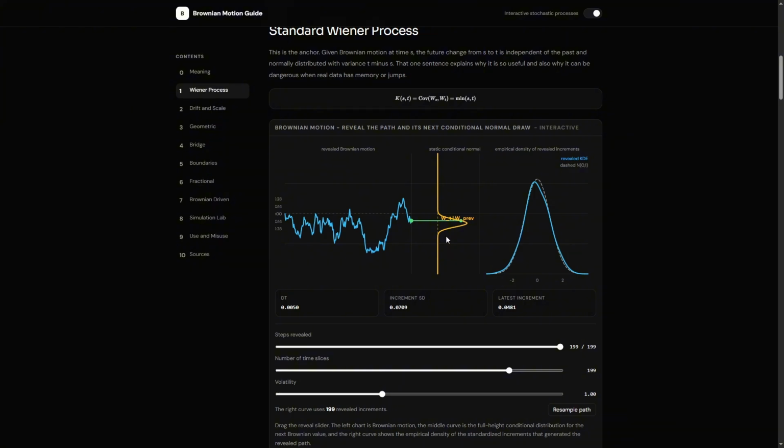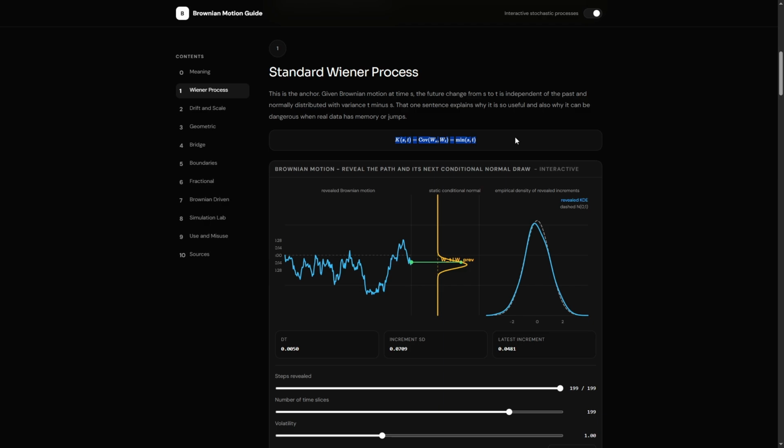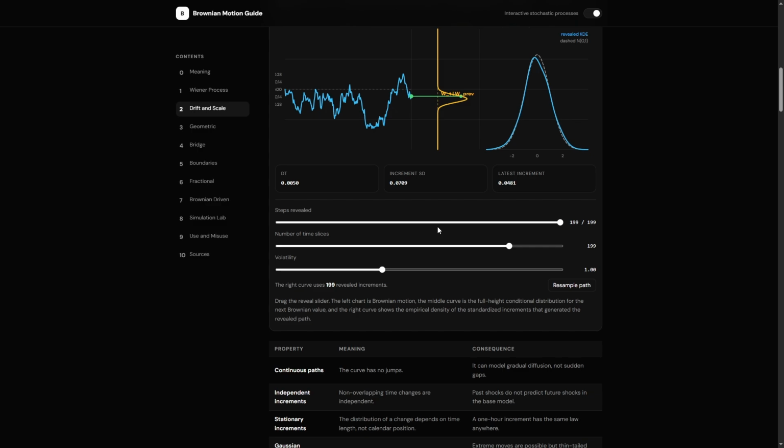The key formula looks like this. The change from time s to time t is normally distributed with mean 0 and variance equal to t minus s. So, translation: basically the longer you wait, the more spread out things get, but no matter how much history you have, the next move is still unpredictable.